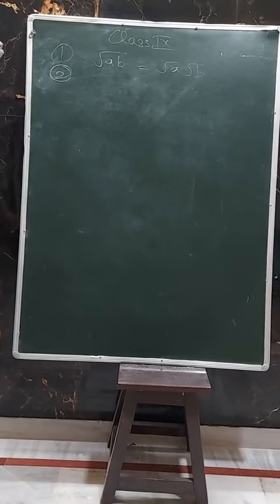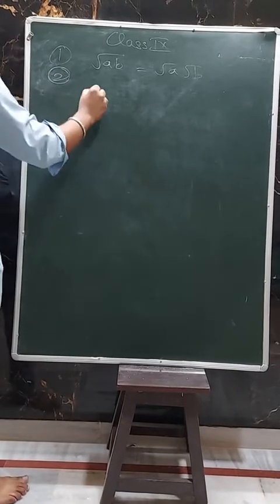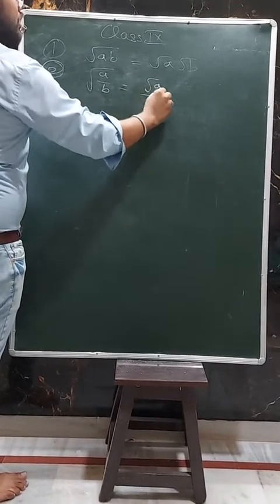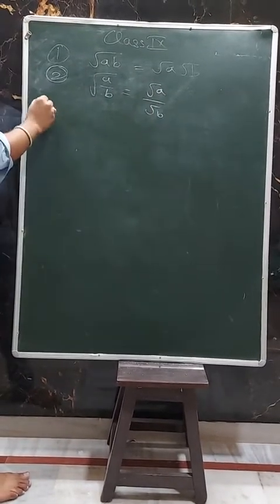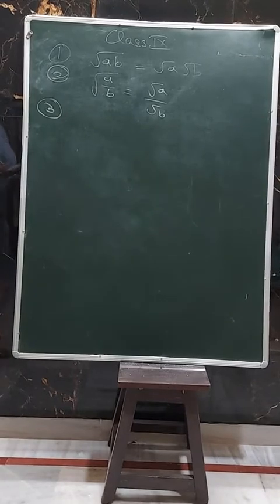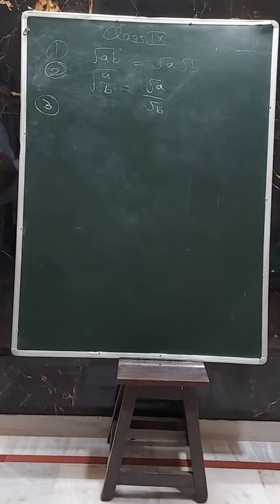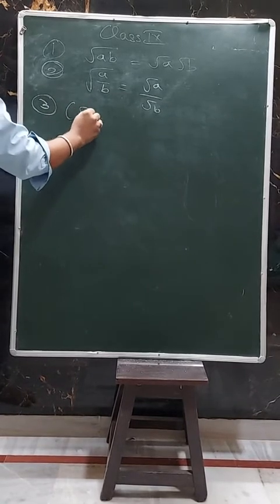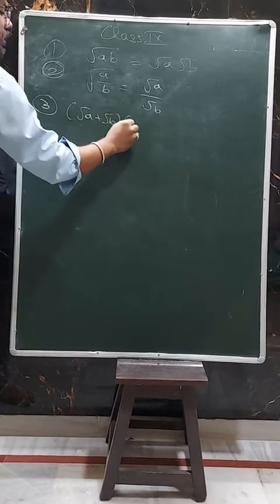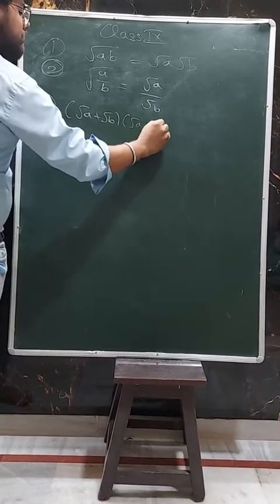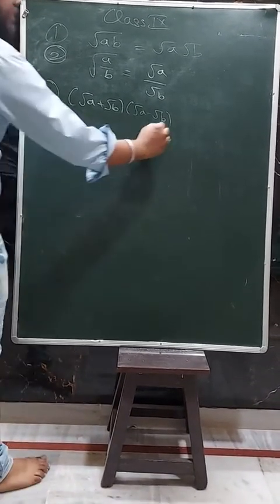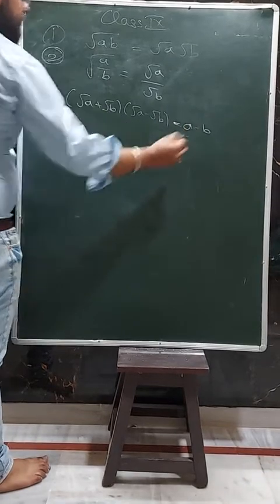Now the second one, root A upon B. Root A upon B we can write as root A upon root B. Now the third identity: root A plus root B and root A minus root B. If we multiply root A plus root B and root A minus root B, we can write A minus B.